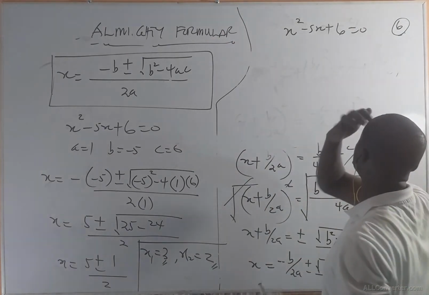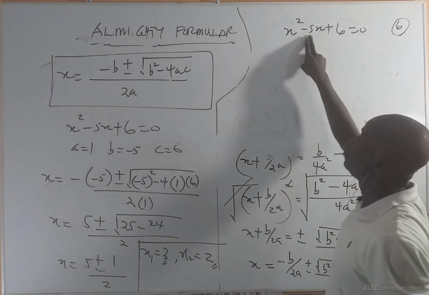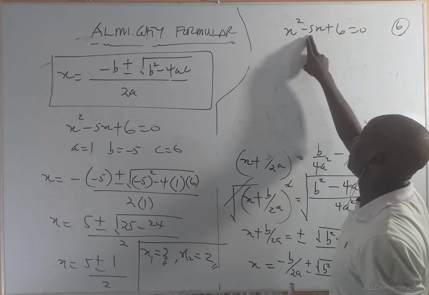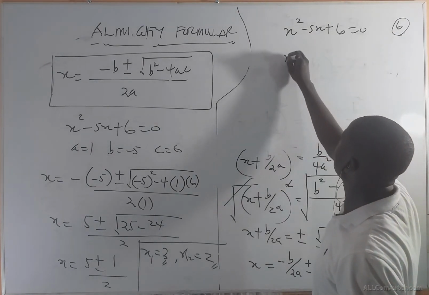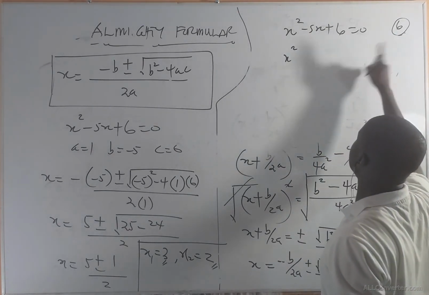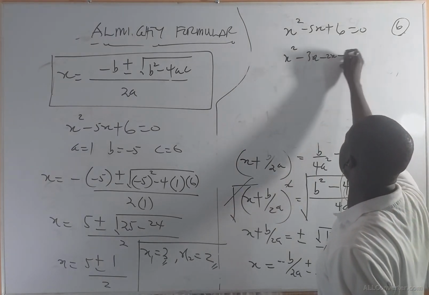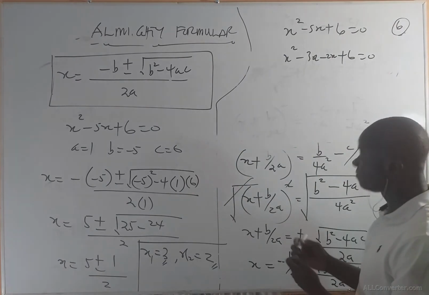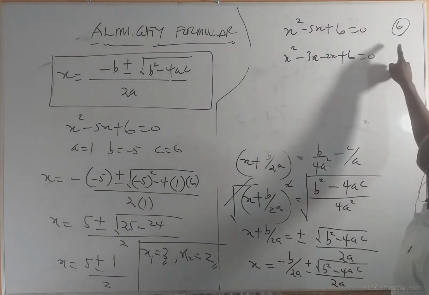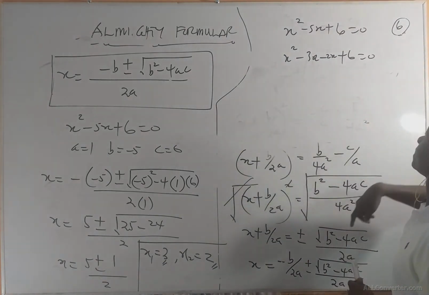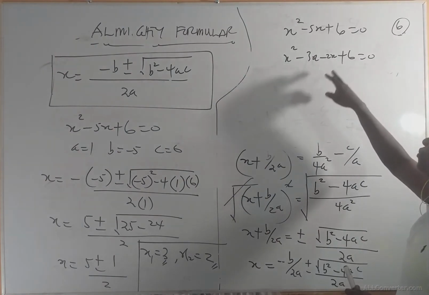Search for two numbers that, when you multiply, you get 6, but when you add, you get the coefficient of x, that's minus 5. So here you are going to have x squared, and the numbers are minus 3 and minus 2. So x squared minus 3x minus 2x plus 6 is equal to 0. Do you know why it's minus 3 and minus 2? Because minus 3 times minus 2 will give us positive 6, but minus 3 plus minus 2 gives us minus 5.